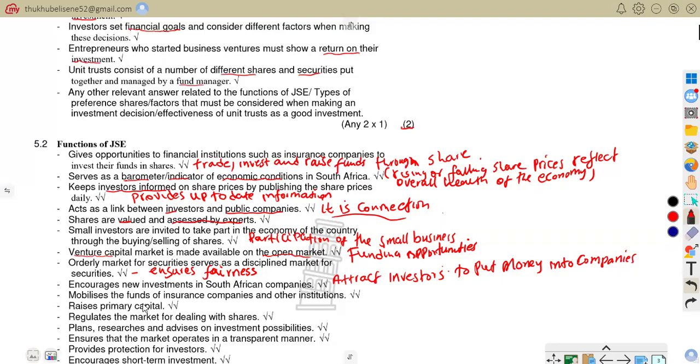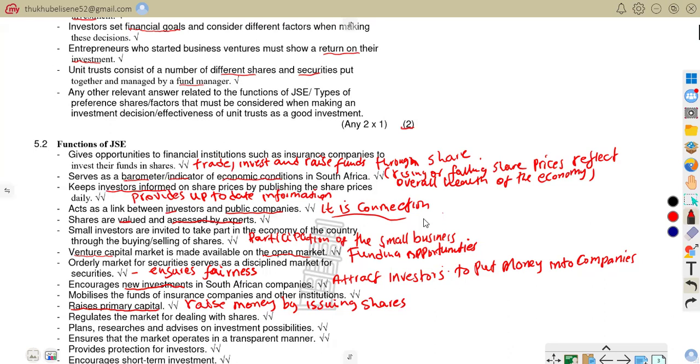So that's what it means when you're saying it encourages new investment in South African companies. Now we're moving on. It raises primary capital. Meaning to say, it helps companies raise money by issuing new shares. It helps companies to raise money by issuing what? Shares. So that is that.